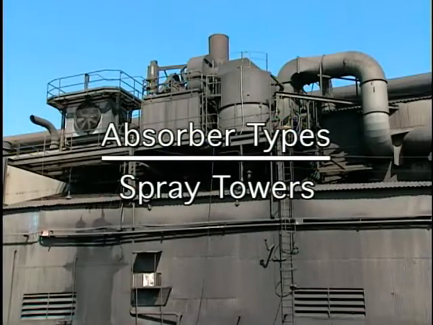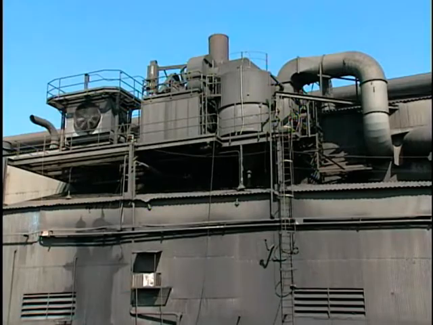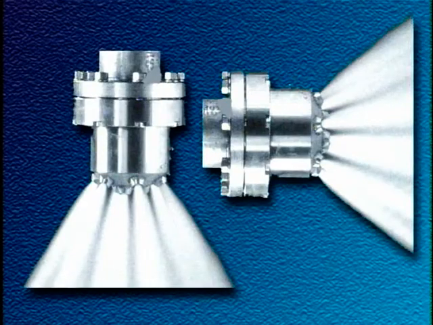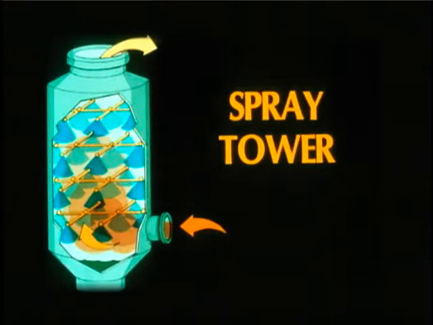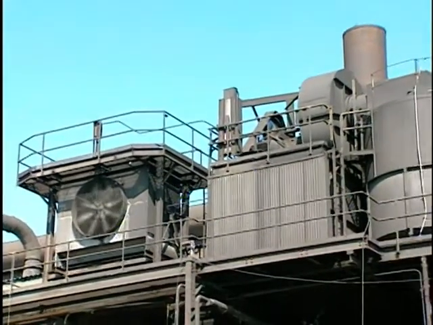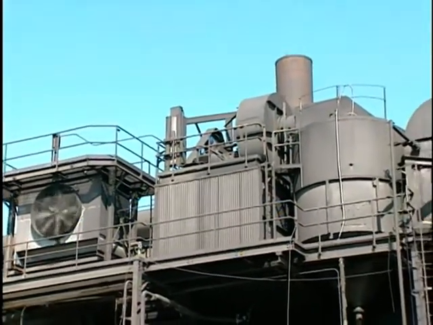The spray tower is the simplest device used for gas absorption. It consists of an open vessel with one or more sets of spray nozzles to distribute the scrubbing liquid. Typically, the gas stream enters at the bottom and passes upward through the sprays. This is referred to as counter-current operation. Spray towers can also be operated in cross-current or co-current arrangements.